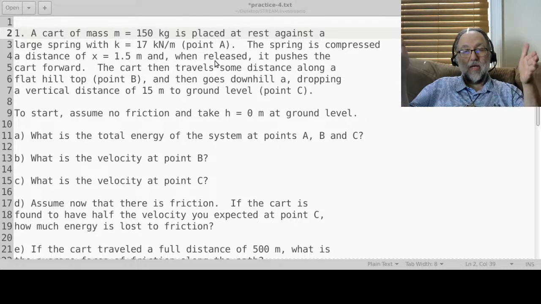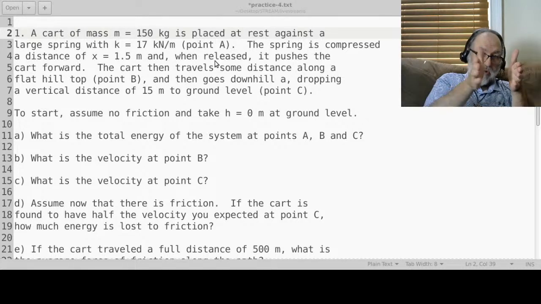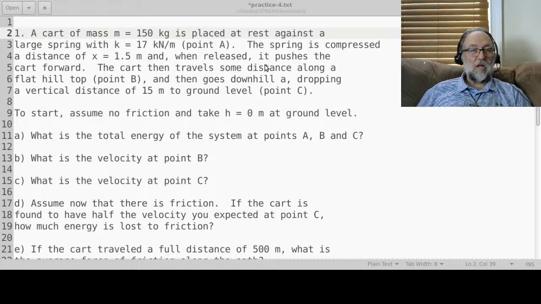So what you can picture is, there's a spring, and I've compressed the spring, and I've got the cart, just sitting there waiting for me to trigger the spring, and then the spring's going to push the cart forward. The cart's then going to travel a certain distance along a flat hilltop, and then it's going to go downhill to ground level, and that vertical drop is going to be 15 meters.